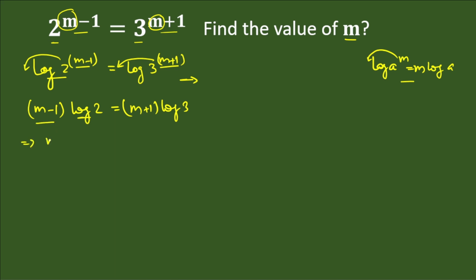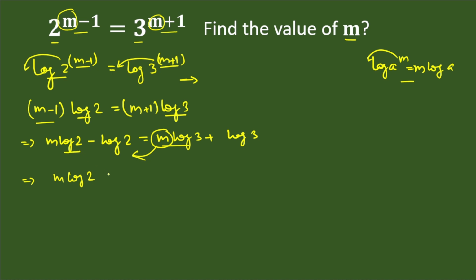Now we'll multiply by log 2 with this product value. So we can write it as m log 2 minus log 2, right? Now on the right hand side, we'll multiply by log 3, so it will be m log 3 plus log 3. Right, now for further solutions, we'll take the terms with m on the left hand side. So we'll take this m log 3 to the left hand side, so it will be m log 2 minus m log 3. And on the right hand side, we'll write the remaining values, log 3, and this negative log 2 will become positive on the right hand side. So it is log 3 plus log 2, right?